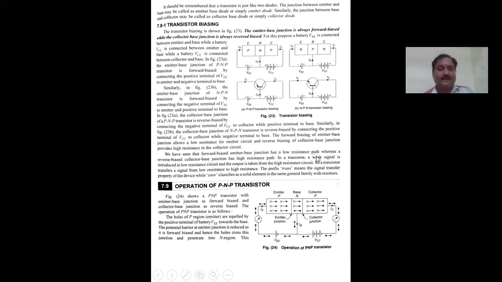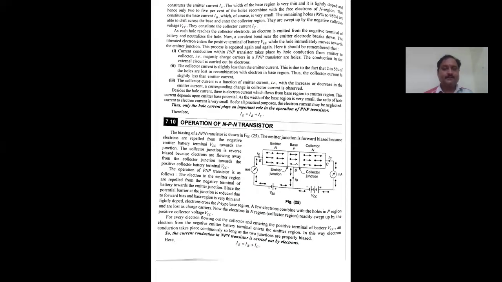Why? Because of high current. According to Ohm's law, V is equal to IR, I is equal to V by R. That is, the resistance is inversely proportional to current. That is the low resistance part. And in reverse bias, the collector base section has high resistance. Why? Because of low current. Low current, high resistance. High current, low resistance in forward bias connection. That's why in a transistor, a weak signal is introduced into the low resistance circuit from the high resistance circuit.